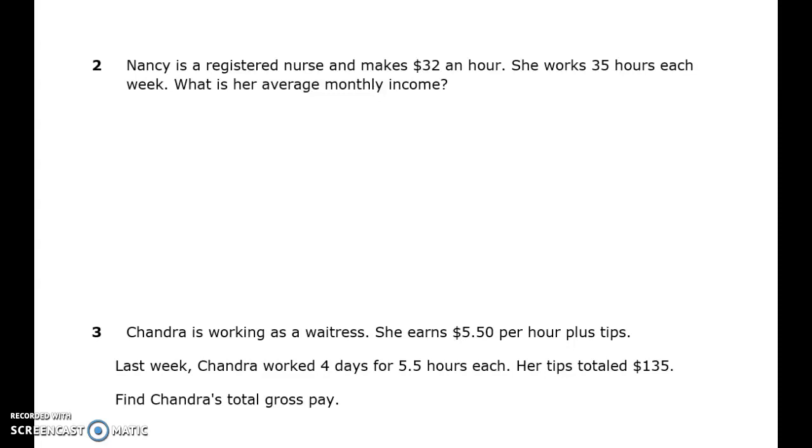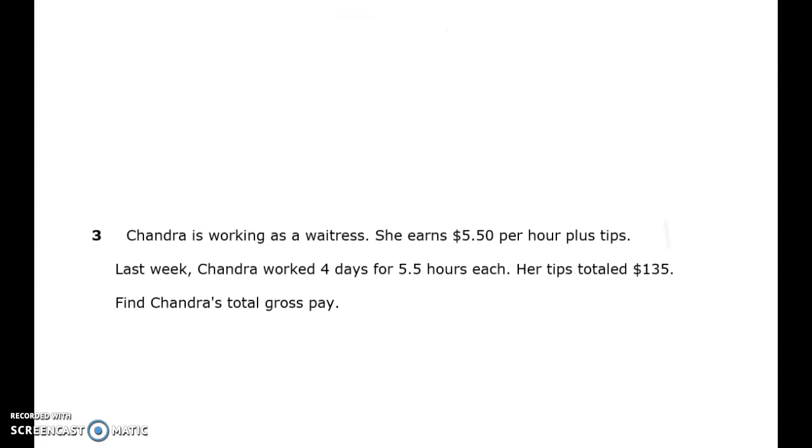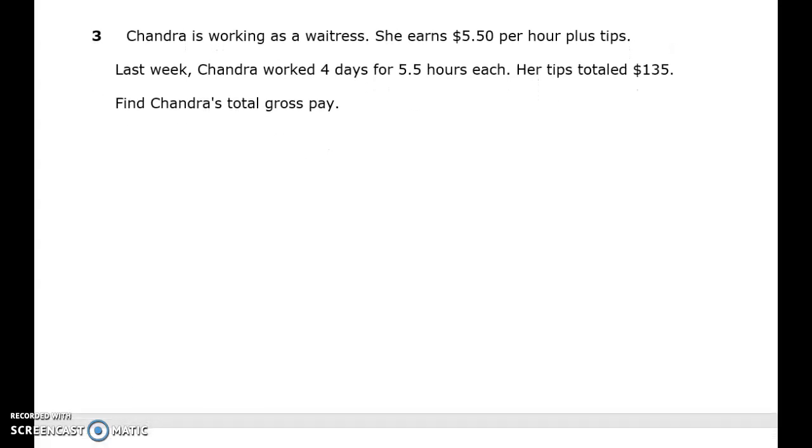Oh, we're not going to do number 2 from the test. So number 2 on the retest is Chandra's working as a waitress. She earns $5.50 per hour plus tips. Last week, Chandra worked 4 days for 5.5 hours each. Her tips totaled $135. Find her gross pay.